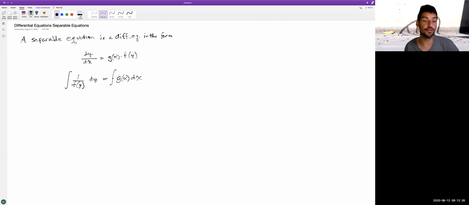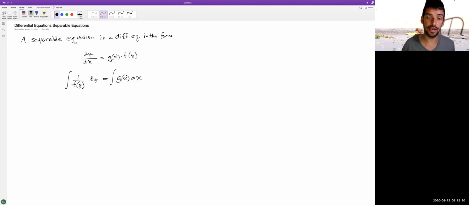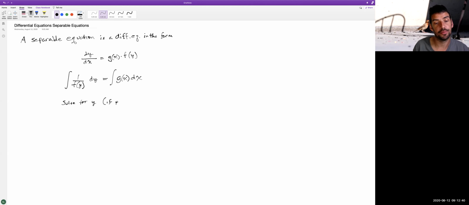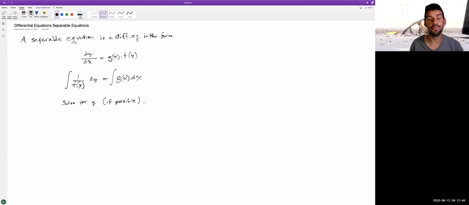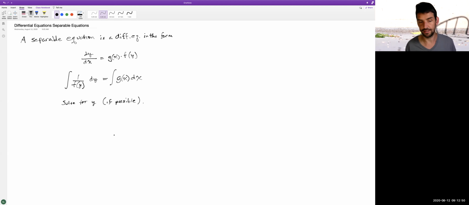So you take integrals of both sides. Notice that on the left, I'm taking the integral with respect to y, and on the right, it's with respect to x. And then once we've taken the integral, we solve for y. And I'll say if possible. It's not always possible, and sometimes we end up with an implicit function. All right. Let's do an equation to help this make some sense.